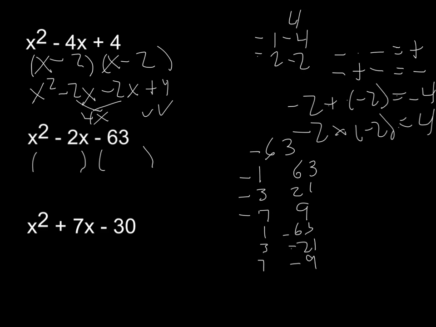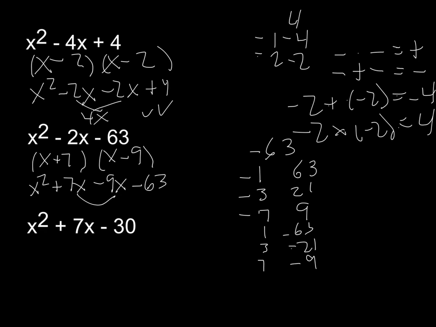All right, so we'll put an x plus 7 and an x minus 9. And when you do the FOIL, you're going to get x squared plus 7x minus 9x minus 63, and these two do combine to give you the negative 2x, that is the center.